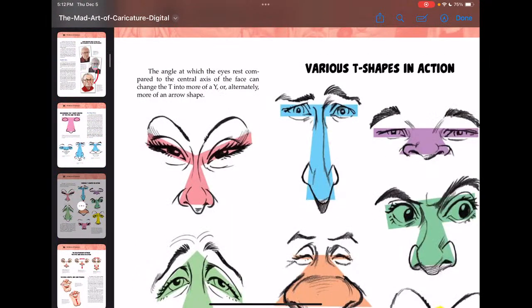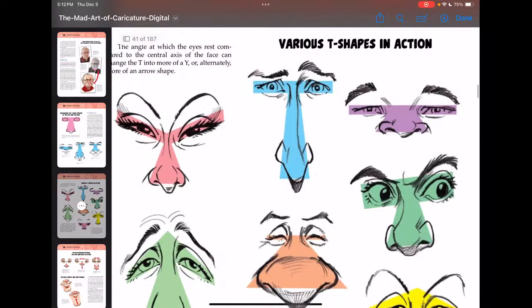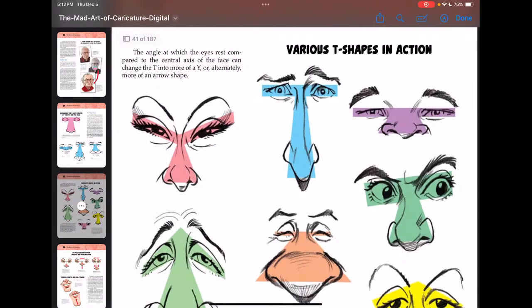We're talking about noses, and we're on this page here. It says the angle at which the eyes rest compared to the central axis of the face can change the T into more of a Y, or alternately more of an arrow shape. Then it has various T shapes in action.